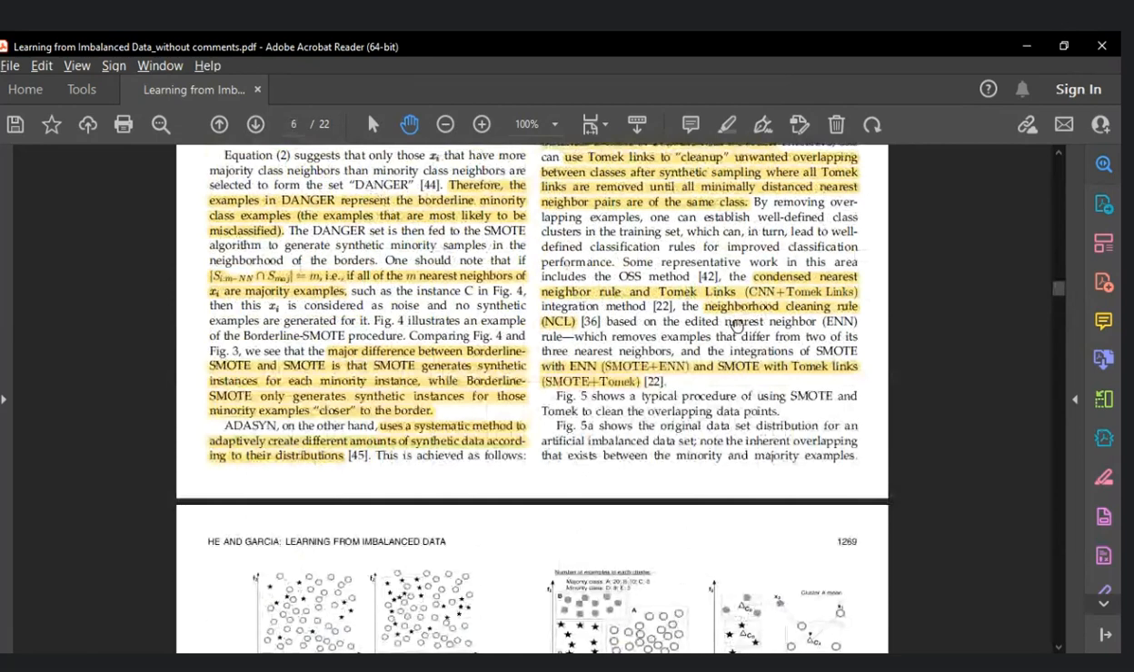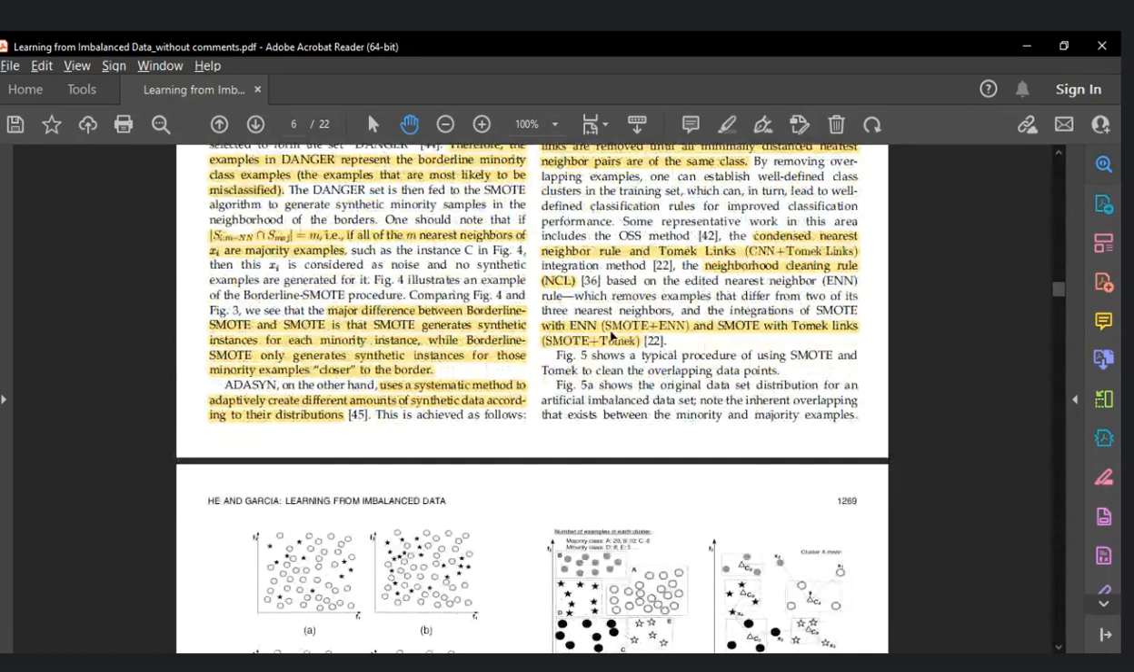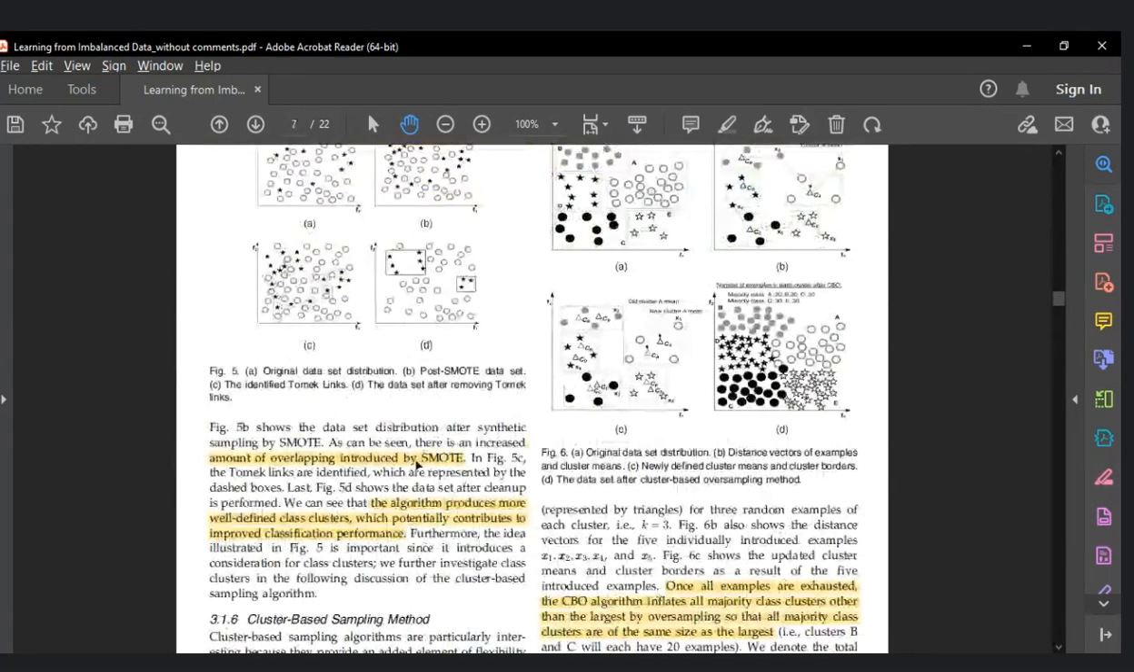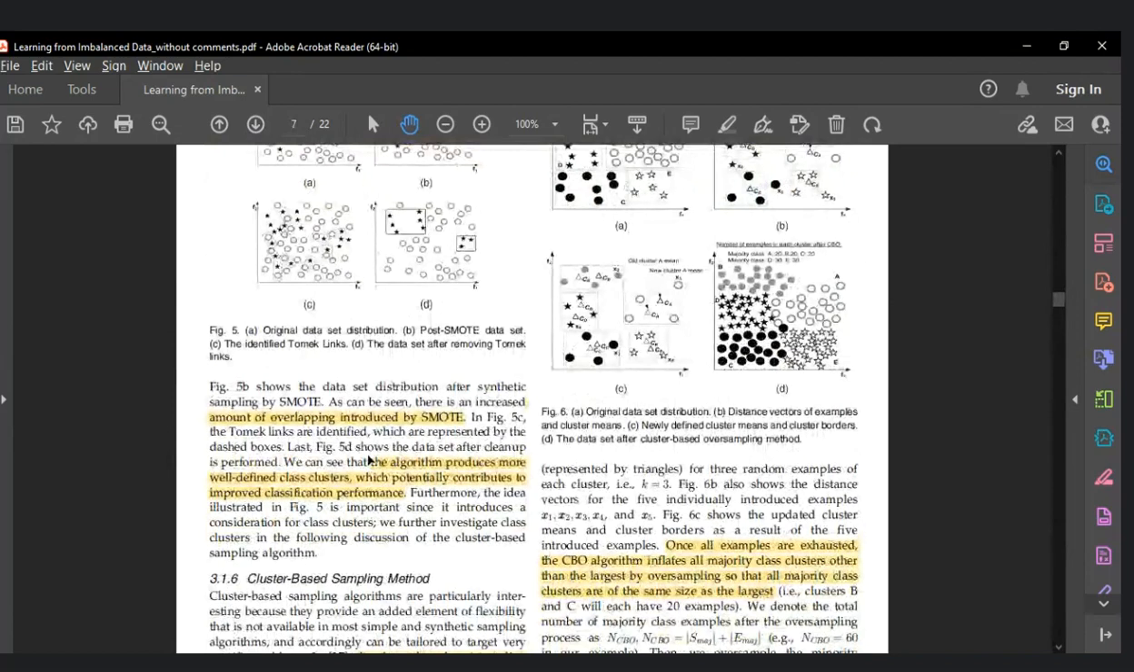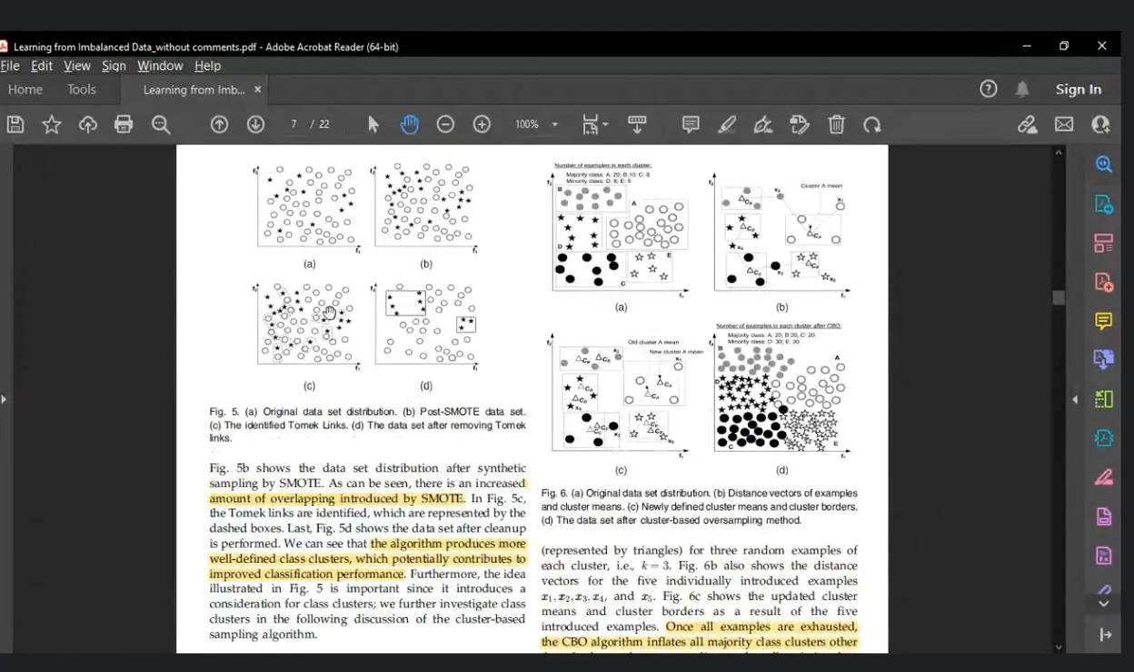Tomek link, I think the best benefit you get from this is when you combine it with the SMOTE technique, which is this one. I think it's explained here. So when you apply SMOTE, I think we explained what SMOTE does. But after that, Tomek link is trying to link majority and minority class examples that are very close to each other. So it's trying to put them in the same cluster and checking which ones are the closest to one another.